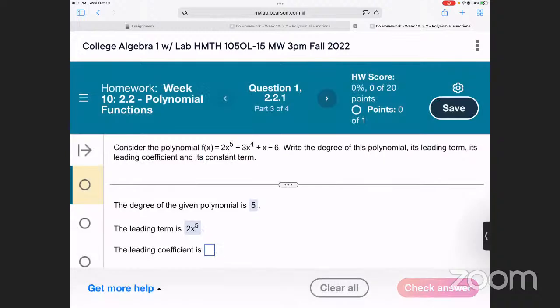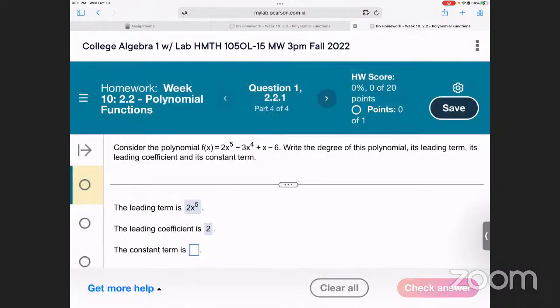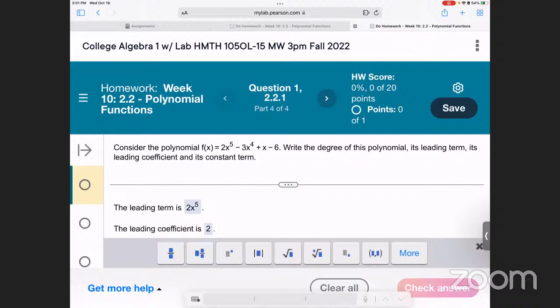If anything is not clear, feel free to unmute yourself to get my attention and we can talk about it. The leading coefficient is 2. And the constant term is a term without a variable. That's going to be -6.